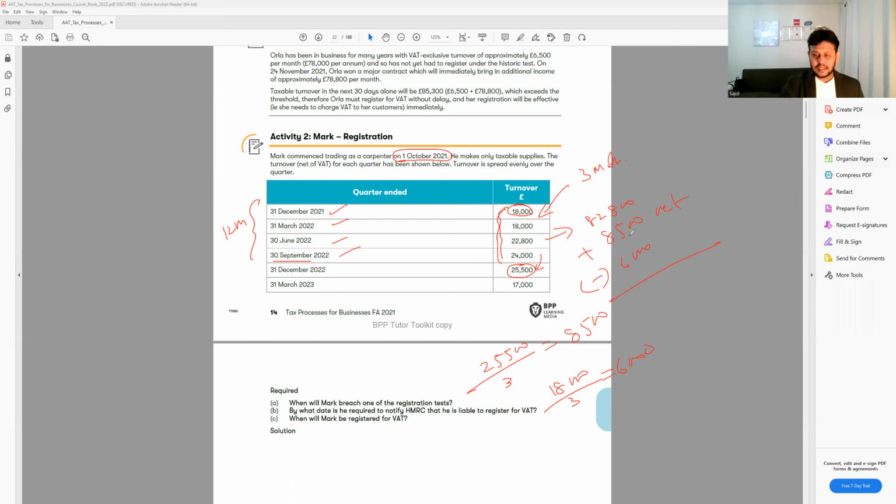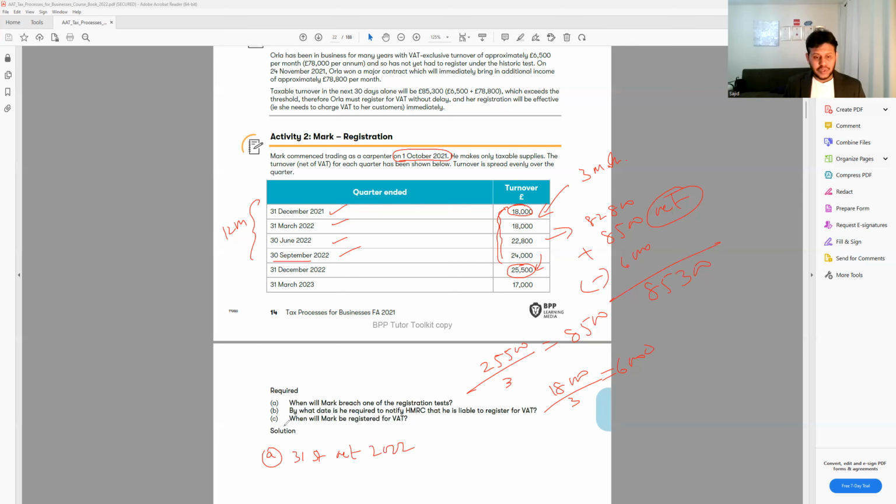So if I do that, 82,800 plus 8,500 minus 6,000 gives me 85,300. And I reached the threshold. When? In October. So we understand that on 31st of October, we reached the threshold. So the first question is when Mark will breach one of the registration tests. I will say number A is 31st of October 2022.